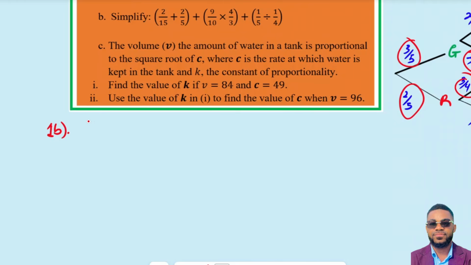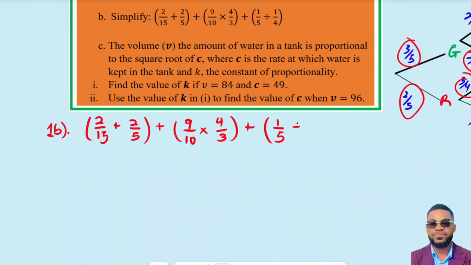So now this expression, we have 2 on 15 plus 2 on 5, that's in this bracket. And this bracket contains 9 on 10 times 4 on 3, plus the last one is going to be 1 on 5 divided by 1 on 4. So that's the expression. I mean, it's a long one, but the approach is very, very simple. So now we have 3 brackets here. So we are going to simplify the content of each bracket, and after that, we add them, according to the operations here. So let me simplify this bracket.